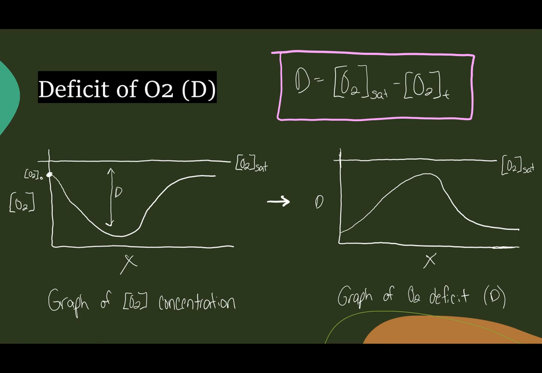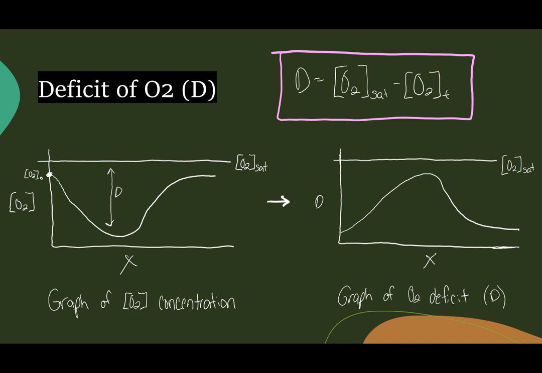Next, we have the deficit of O2, which is represented by the letter D in our studies. The deficit is found by taking the O2 saturated concentration, which is the equilibrium between air and water known by Henry's law, and subtracting that by the O2 concentration at a given time. The deficit of O2 is a way to say how far we are from our ideal scenario.